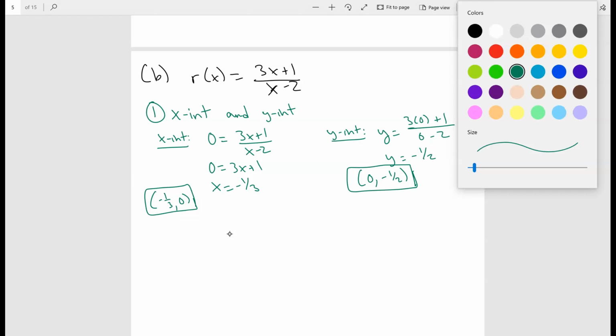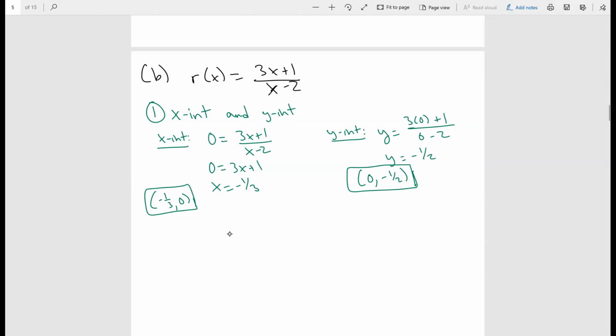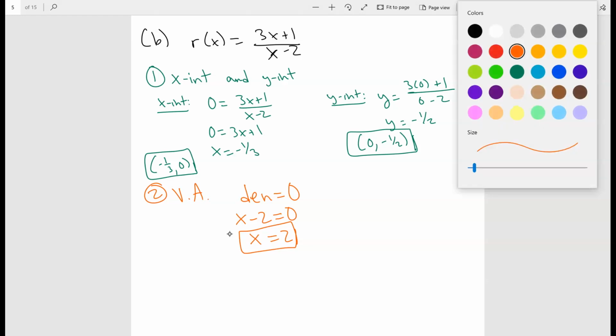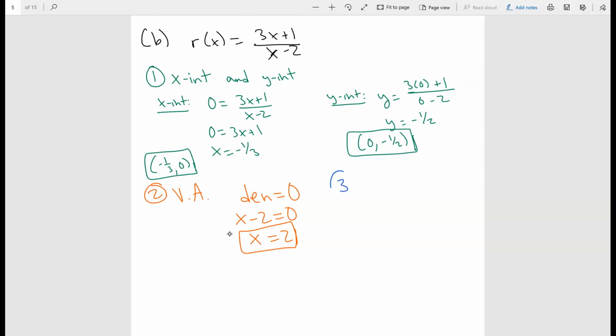Okay, so now the next thing that we're going to do, notice there's no holes. We're going to find the vertical asymptote. The vertical asymptote is going to be found by taking the denominator and setting it equal to 0. So x minus 2 equals 0. So that means x equals 2 is going to be a vertical asymptote. Do we have any horizontal asymptote? Yeah, we do, because notice that the denominator and the numerator have equal degrees. So this is going to be at y equals 3 over 1, which is 3. So we get another 3 again.